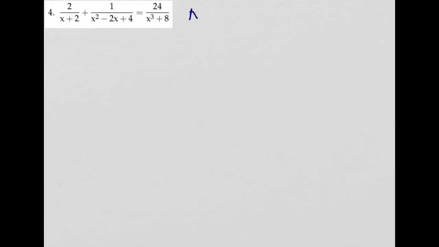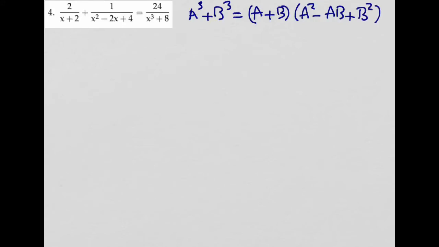Let's recall that a cubed plus b cubed can be factored as a plus b times a squared minus ab plus b squared. So with that said, x cubed plus 8 can be factored as x plus 2 times x squared minus 2x plus 4.